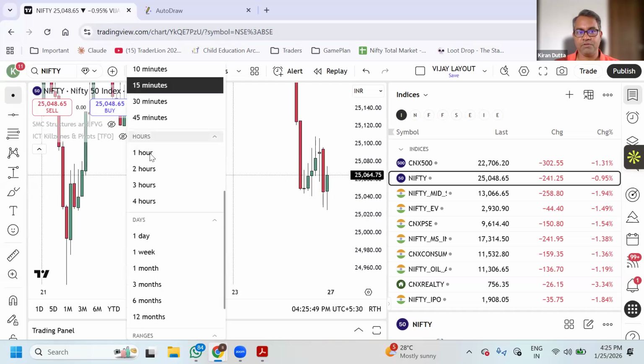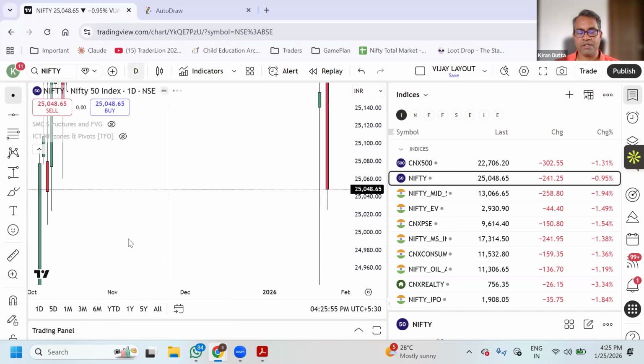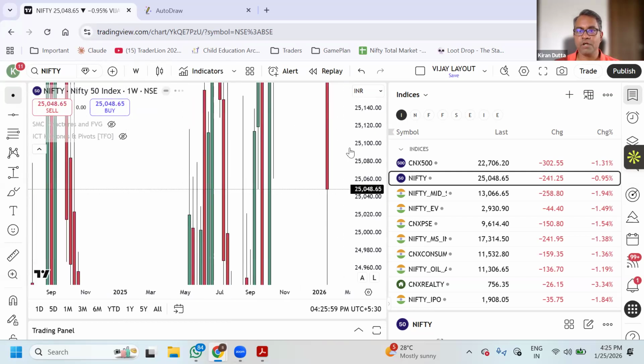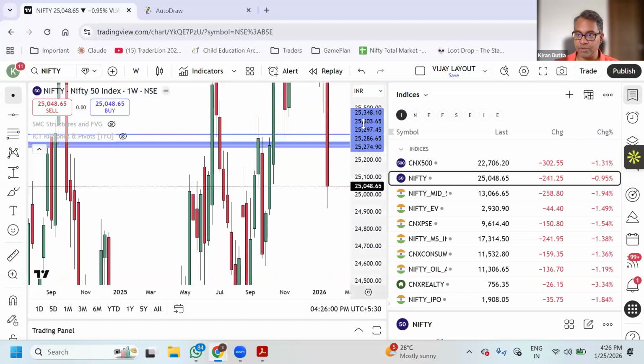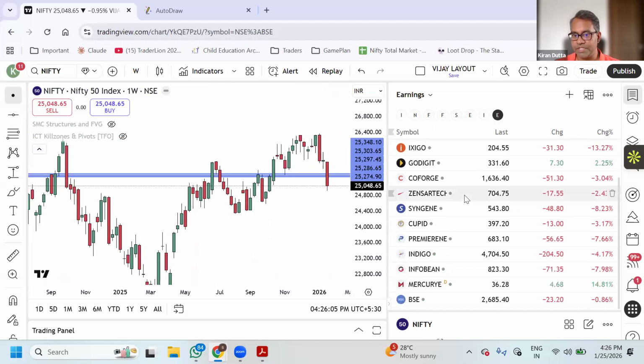And then I generally take at least 1 hour or 1 day and then 1 week. Okay. Now, don't get confused. We will go through each step by step here, one at a time. Let's take one quick example here.